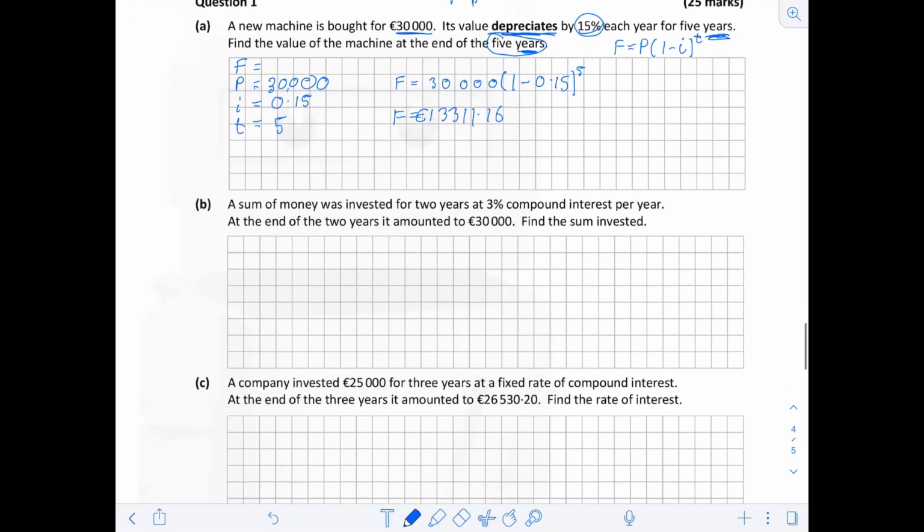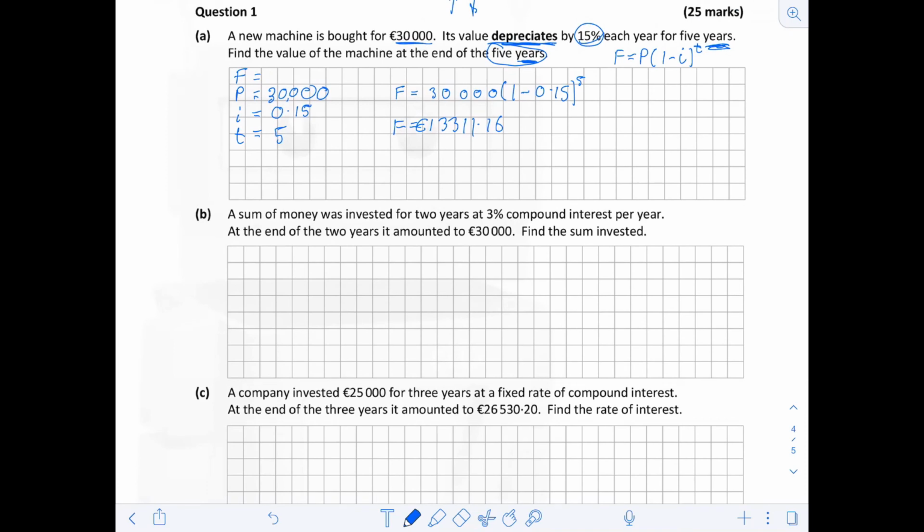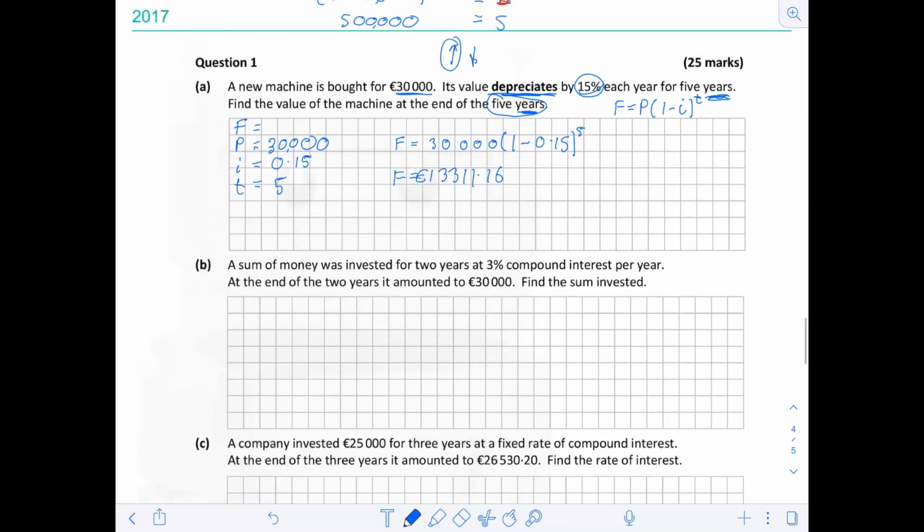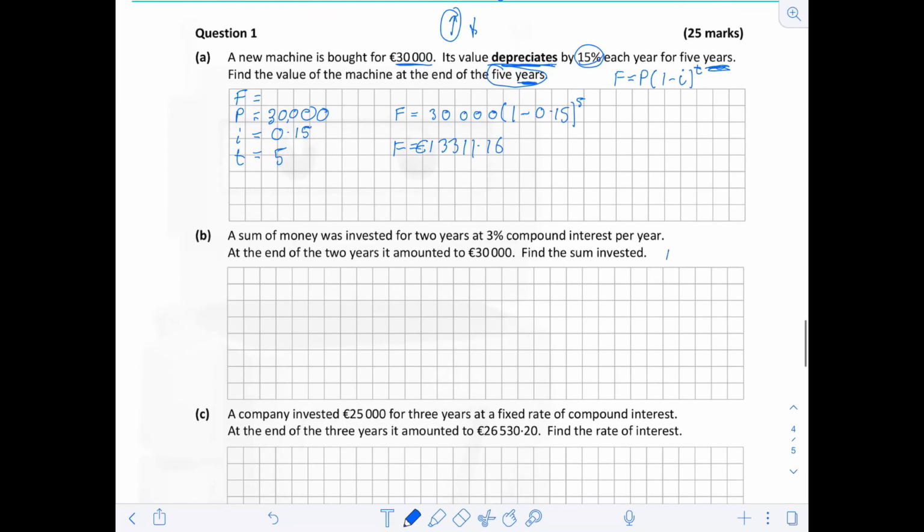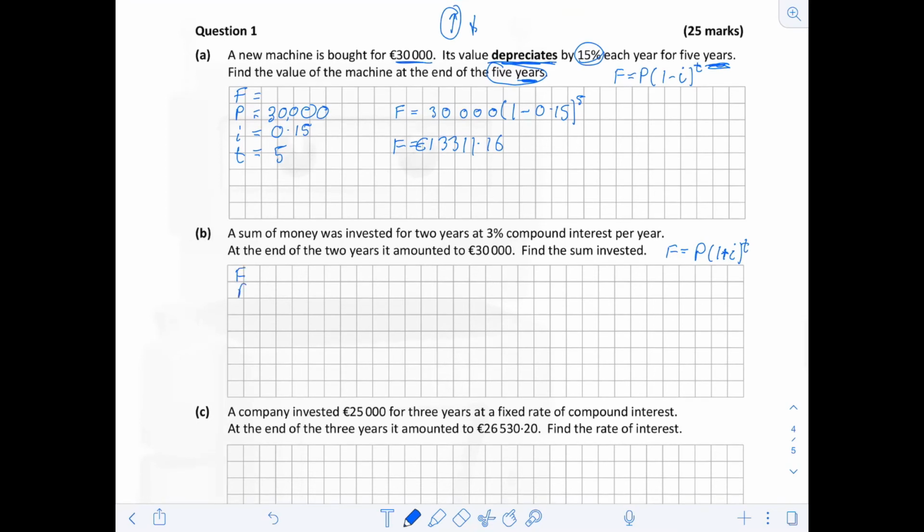Okay, next job. A sum of money was invested for 2 years at 3% compound interest per year. So it's 3% compound interest per year. Okay, that's quite nice. So again, we have money, this time increasing. So we're going to use F is equal to P by 1 plus I all to the power of T. So this time there's a plus because the money is growing. So we're using the compound interest formula on page 30. So it's F, P, I, T.